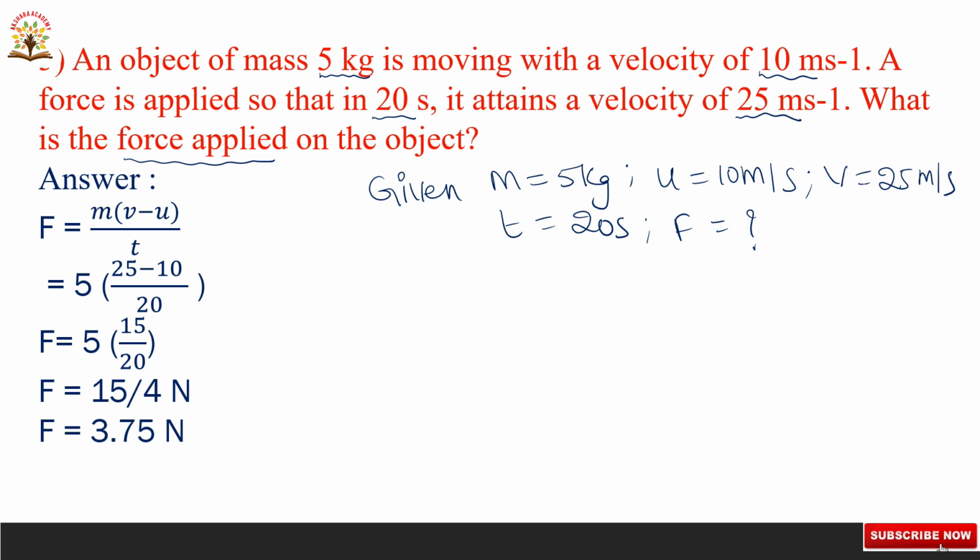So now substituting values, m is 5, v is 25, u is 10, t is 20. So here 5 into 25 minus 10, 15 by 20. Here 5 ones are 5, 5 fours are 20. So 15 by 4. F is equal to 15 by 4, nothing but 3.75. Therefore, F is equal to 3.75 newtons. This is the final answer. Okay. Next we will go to the next question.